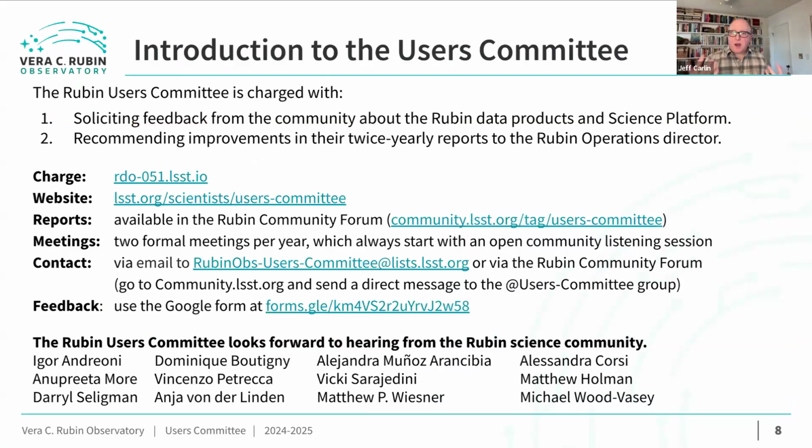Likewise, if you have any questions or comments about Rubin LSST data products or data, I guess the RSP and things like that, the Rubin Users Committee is charged with gathering feedback from the community. So we list here the 12 current members of the Users Committee, and how to reach out to them. They always welcome feedback from the community. So if you have anything you would like to raise, do consider contacting our Users Committee.